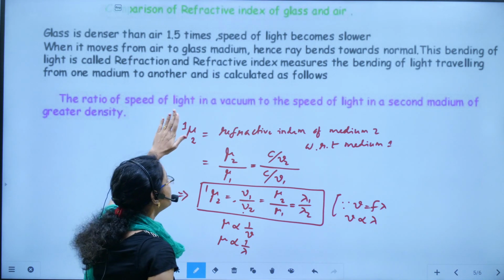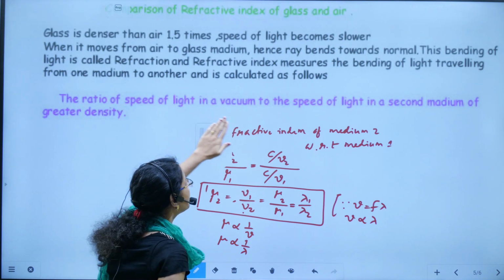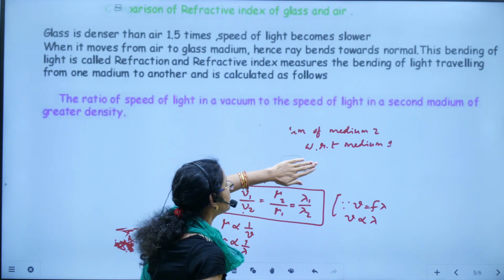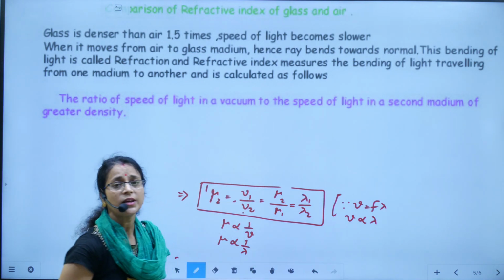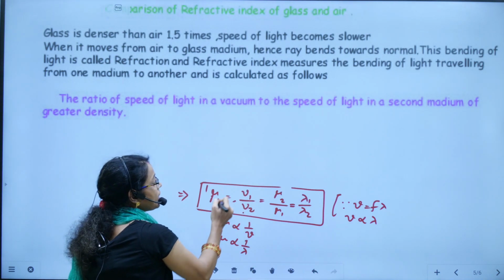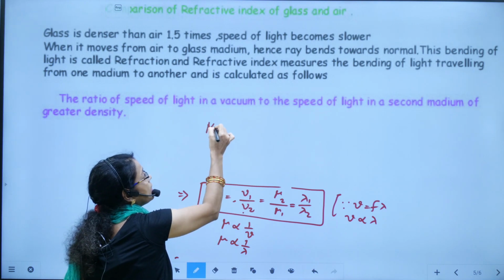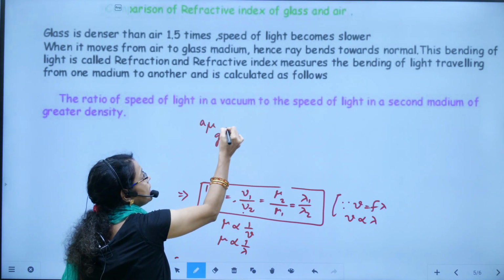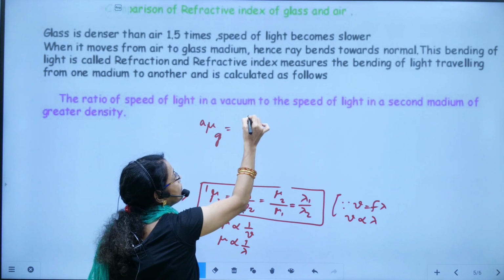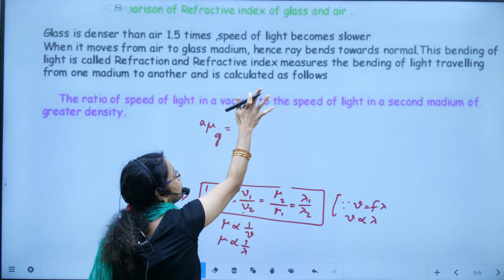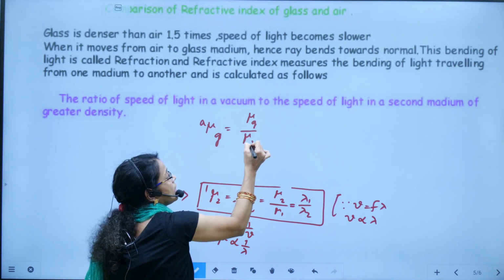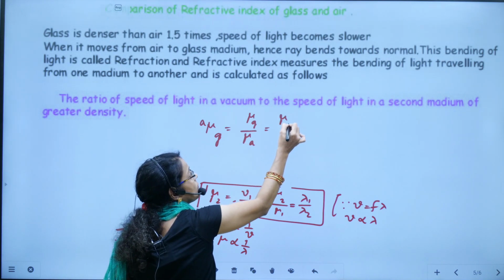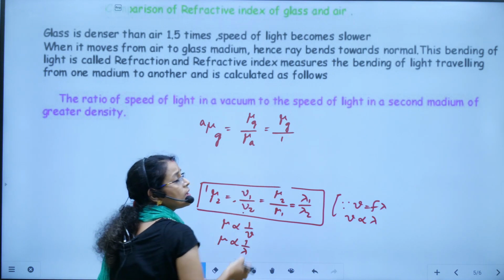Now we will check what I have said: what is the refractive index of the glass medium with respect to the air medium, whether it is rarer or denser. Using the same formula, we find the refractive index of glass with respect to air. In air medium, I already said the value of the refractive index is 1.